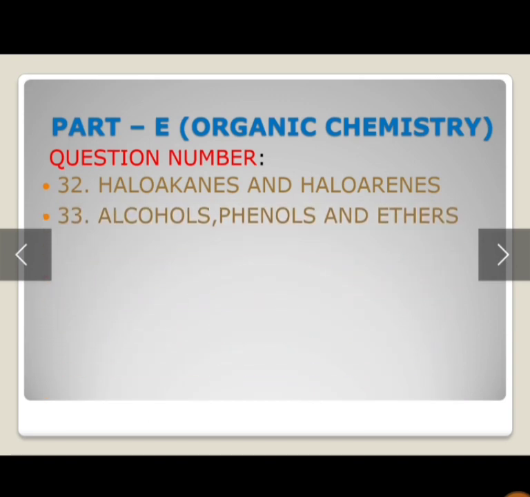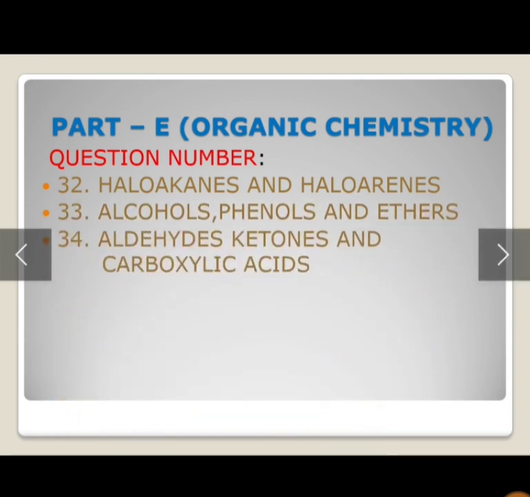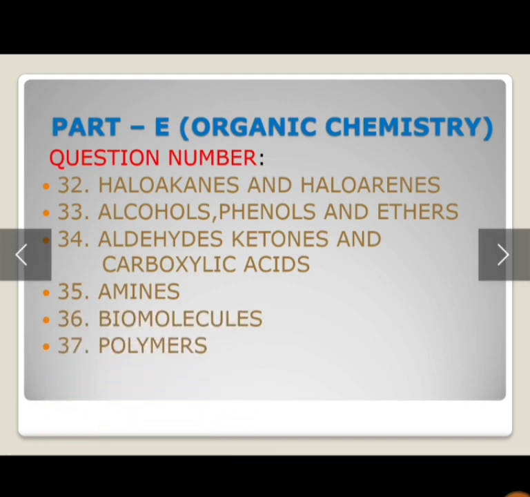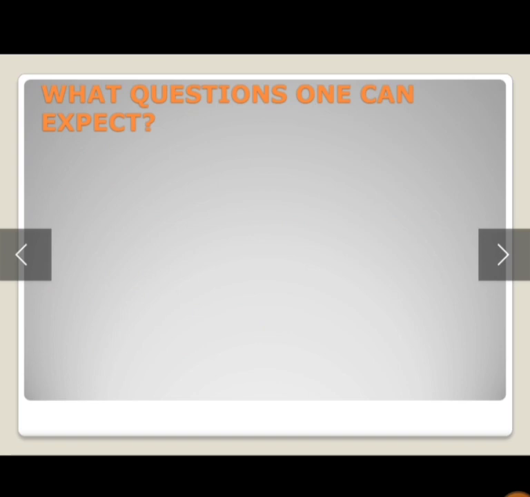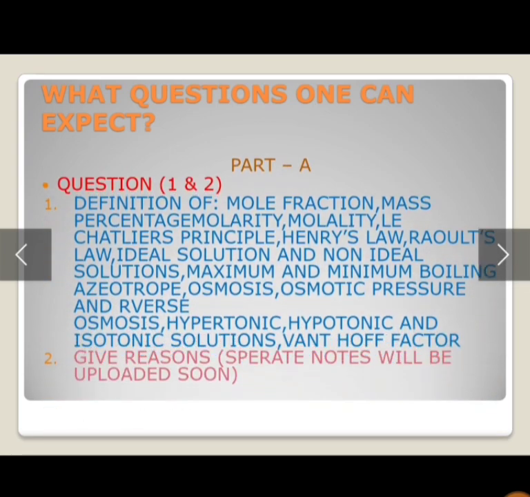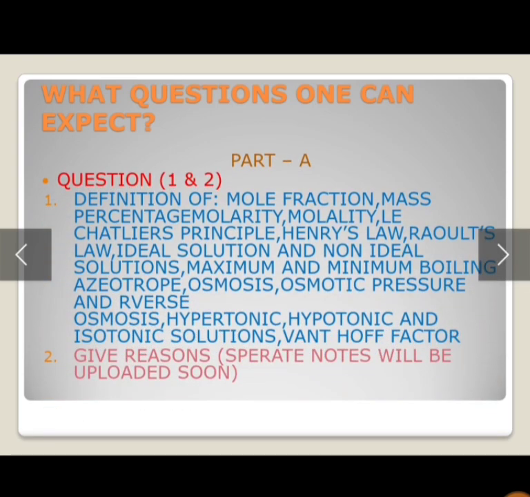Then Part E contains lessons from organic chemistry, 32 haloalkanes and haloarenes, 33 alcohols, phenols and ethers, 34 aldehydes, ketones and carboxylic acids, 35 amines, 36 biomolecules, 37 polymers. Now, let's expect what questions can be asked for each question. So let's start from Part A.